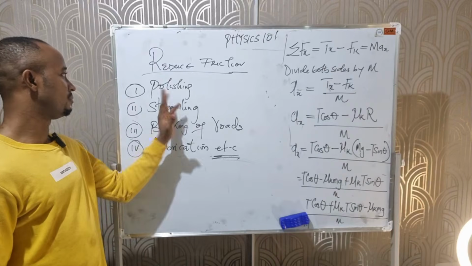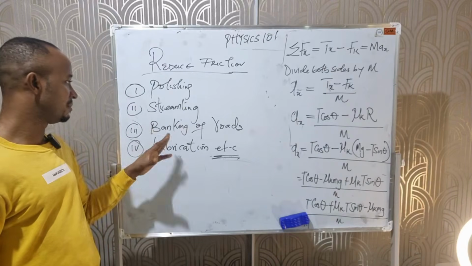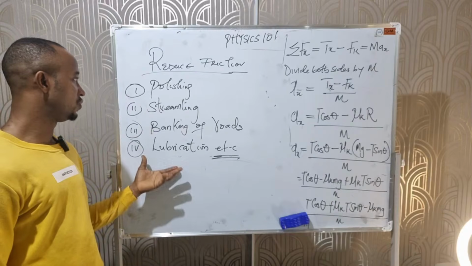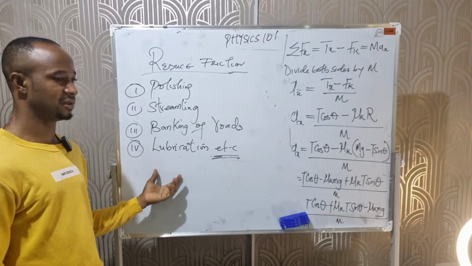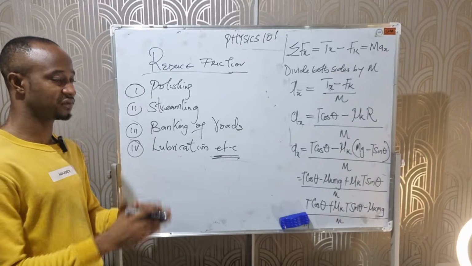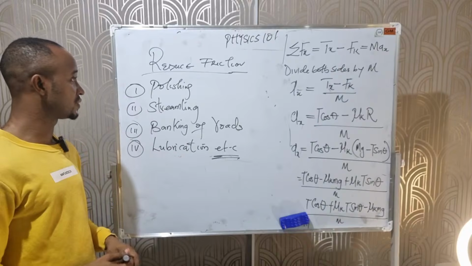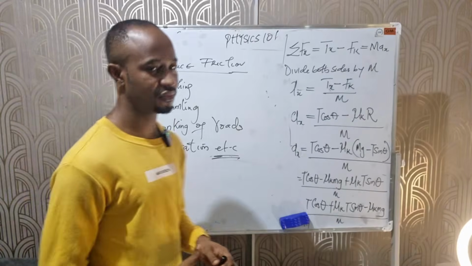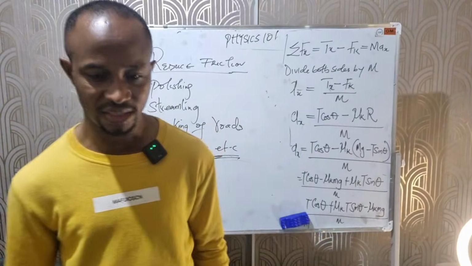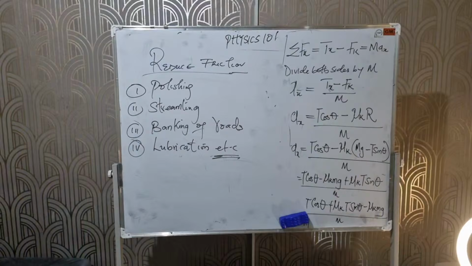But we know we have polishing, streamlining, banking of roads, and lubrication, right? Applying lubricants on a rough surface can help to reduce what? Friction. Okay. Now, I want us to solve some challenging problems on this.